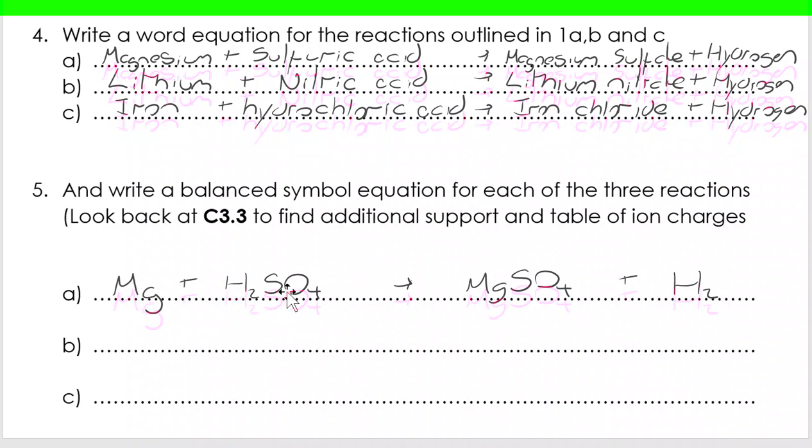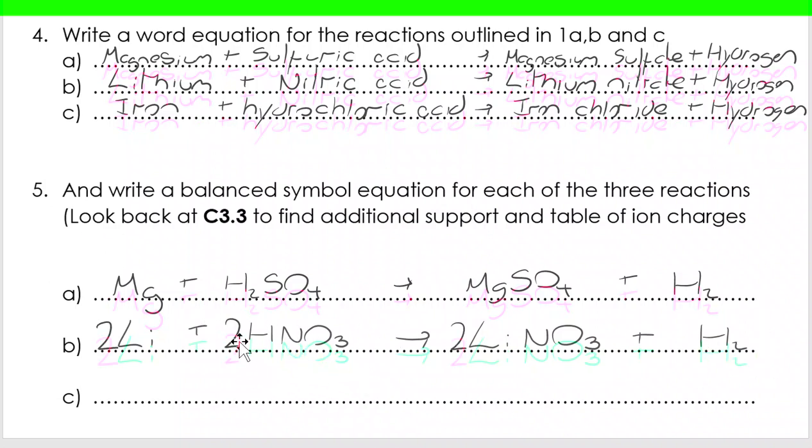Now, if I take magnesium and sulfuric acid, I make magnesium sulfate and hydrogen. That equation is already balanced. If I move on to lithium and nitric acid, I'm going to make lithium nitrate and H2. This one isn't balanced because I've got 2 H's here and only 1 H over here. So I need 2HNO3. That then means I need 2 LiNO3, and because I've now got 2 Li, it means I need 2 Li over here.